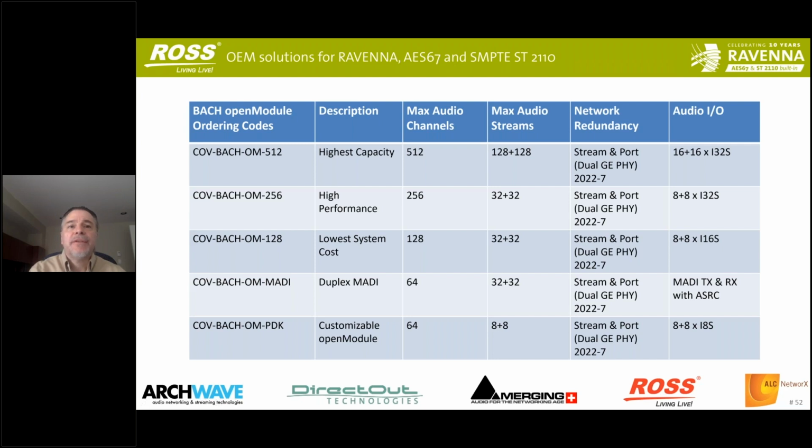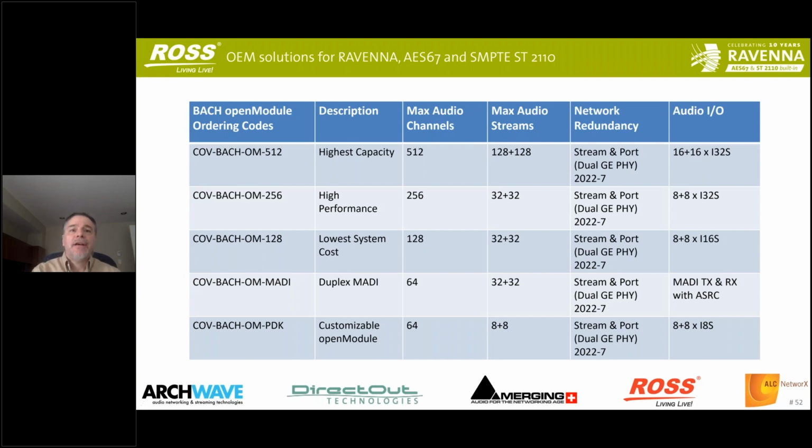2110, AES67, Ravenna, and 2022-7 headless protection switching is built in as it is in all our Bach products. In addition, we support 2 gig E ports on the module for data traffic so we can have physical port redundancy, and we have a 3rd gig E port for out-of-band control as an option if you don't want to send your control information in band with the audio packets.